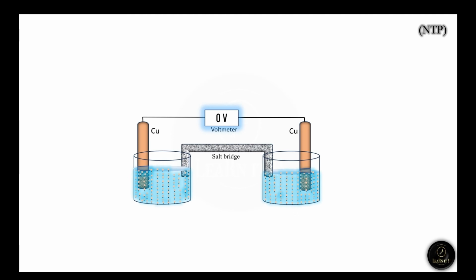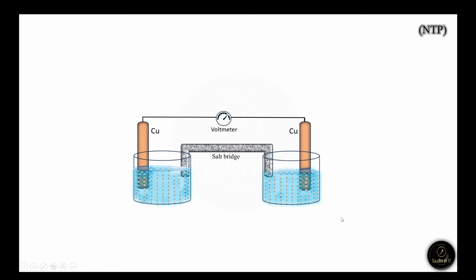That's why E naught of the cell is equal to 0.34 minus 0.34, which is equal to 0 volt. So this cell does not provide any electricity. But what if we change the concentration of one of the electrolytes?